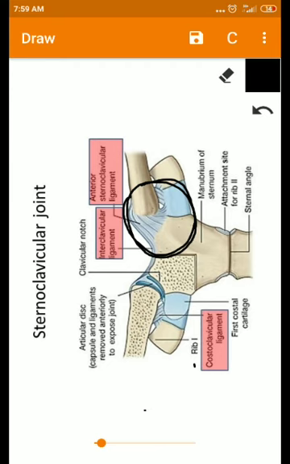Okay, this is about the sternoclavicular joint. We will see the acromioclavicular joint in the next video.